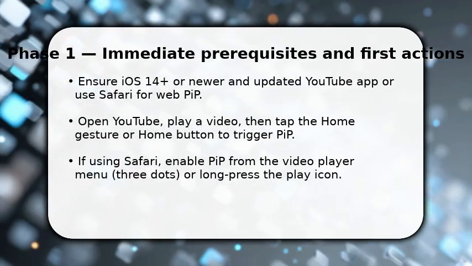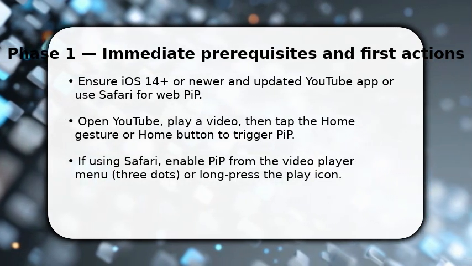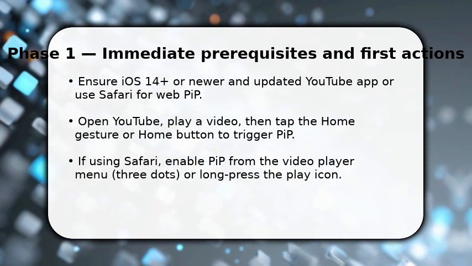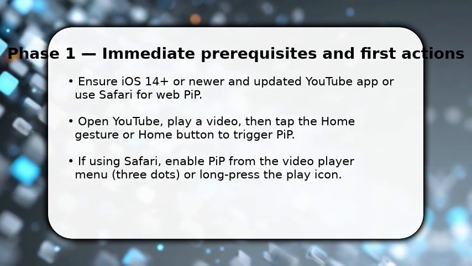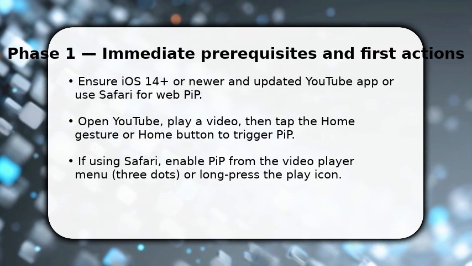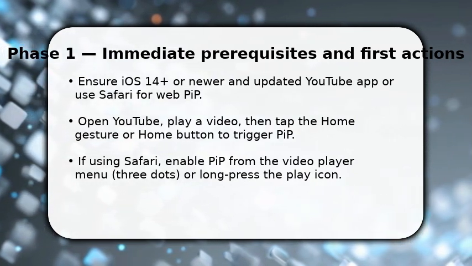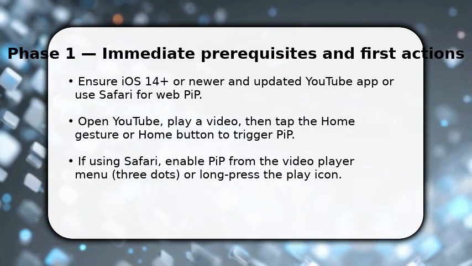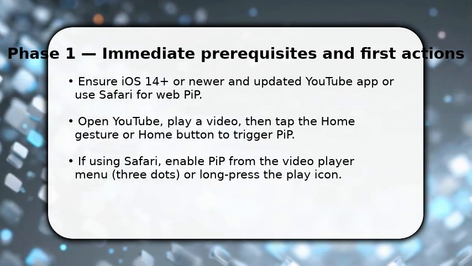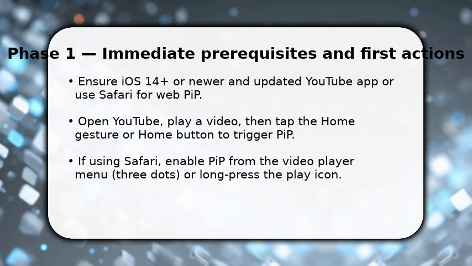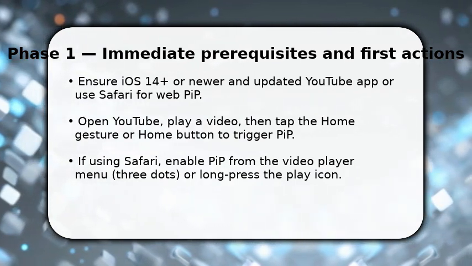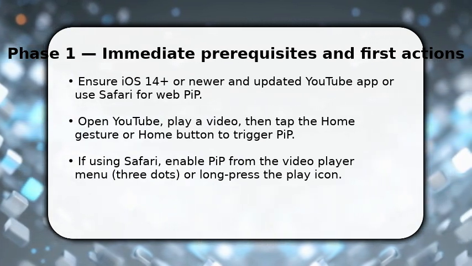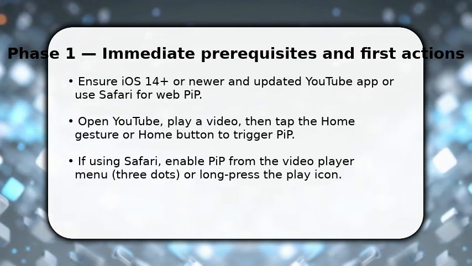You need iOS 14 or newer and an updated YouTube app. Otherwise, use Safari. Start playing the video you want, then press the home gesture or home button to send the player into picture-in-picture. If PiP does not start automatically, tap the player to reveal controls, then use the PiP icon or long press the video's play area in Safari to choose Enter Picture-in-Picture. Once done, you'll see a floating window you can move and resize while you continue using the phone.